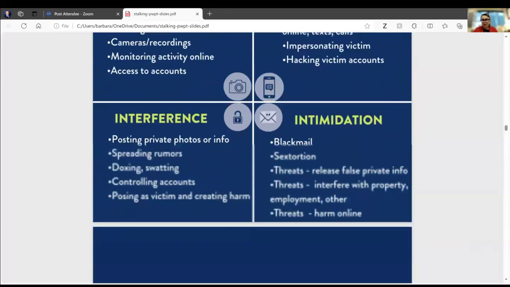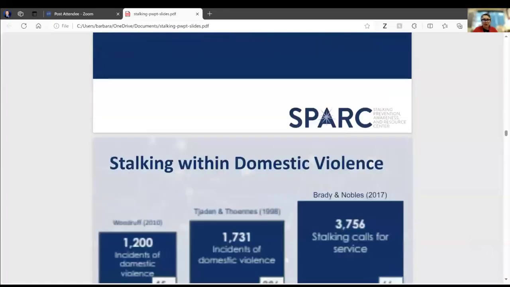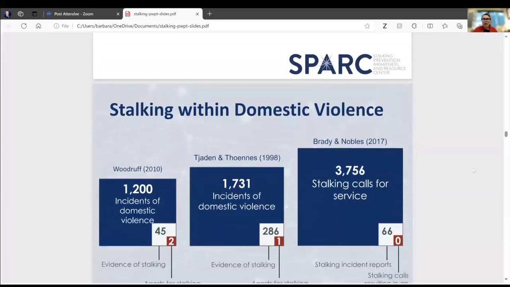I've kind of gone over these already, so I'm going to move forward to the correlation between stalking and domestic violence. In this particular data, it shows that in 2010, there were 45 incidences of stalking within domestic violence. In 1998, there were 286. And in 2017, there were 66. I'm not sure exactly why this data shows what it showed.